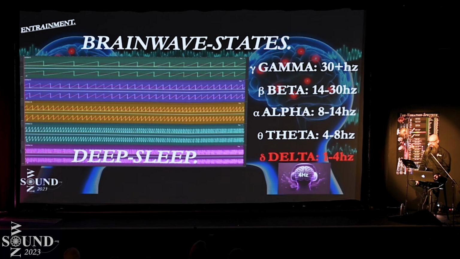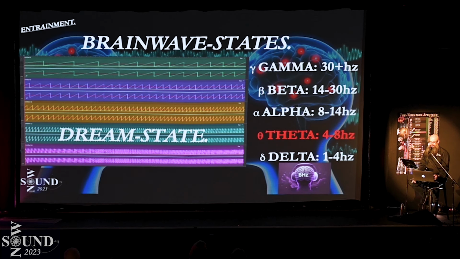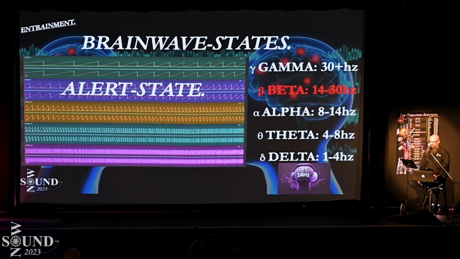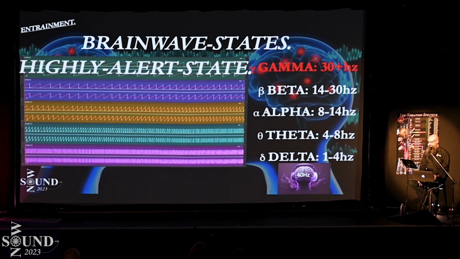So delta is 4 hertz. Theta, 8 hertz. 8 beats per second, which is where the Schumann resonance is, 7.83 hertz. Alpha state, 14 cycles a second. Beta, 30 cycles a second. Now we're getting really fast. And then gamma, over 30 cycles a second.